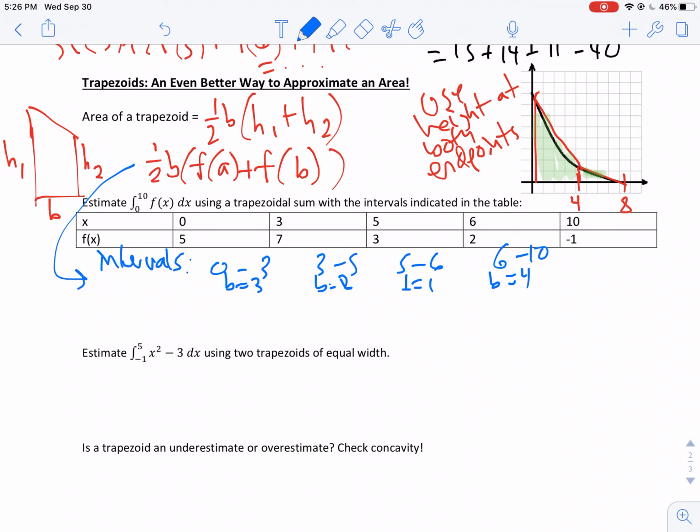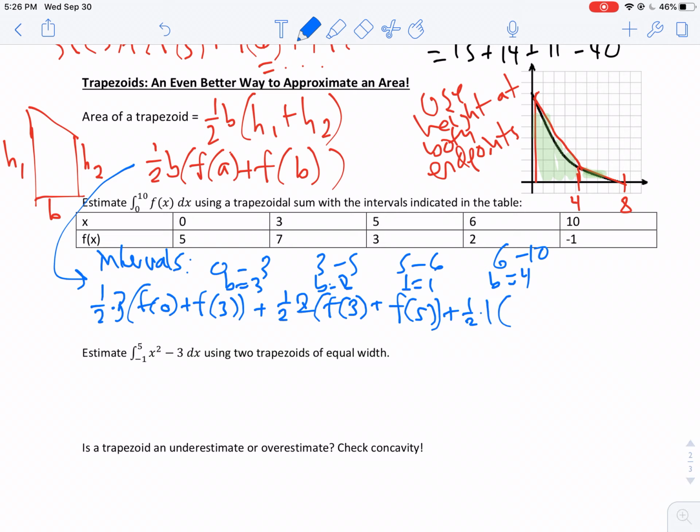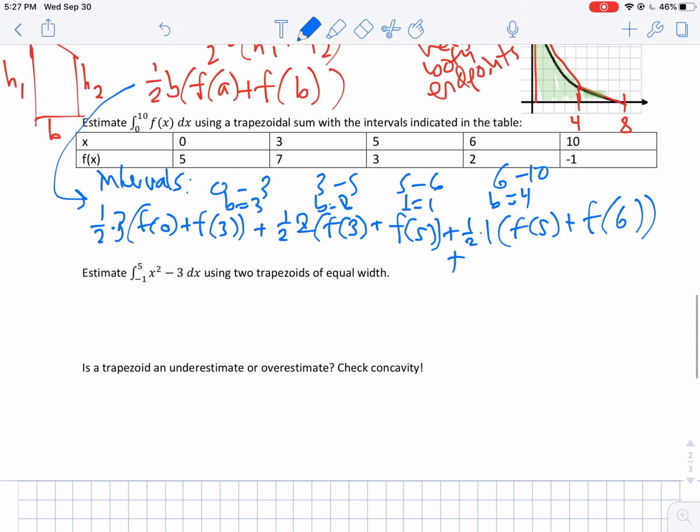So as we go from 0 to 3, we have 1/2 times 3 times f of 0 plus f of 3. As we go from 3 to 5, we have a base of 2, and then we use the height of both of them, 3 and 5. Okay, and then as we go from 5 to 6, we have a base of 1, and then we use the height at 5 plus the height at 6. Okay, and then from 6 to 10, we have a base of 4, and then we use the height at 6 plus the height at 10. So within each interval, we're using the height on both.